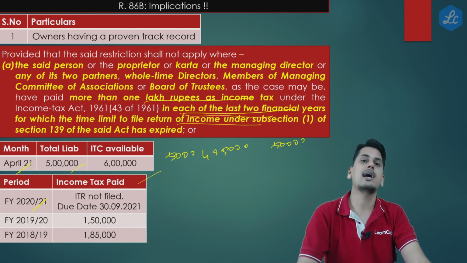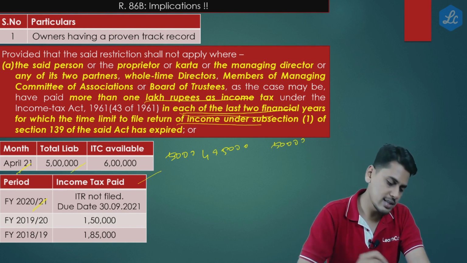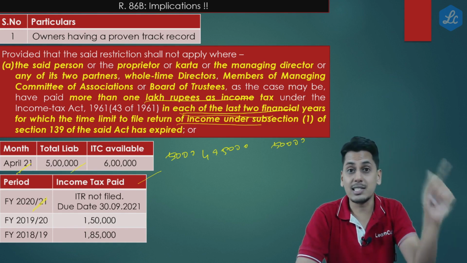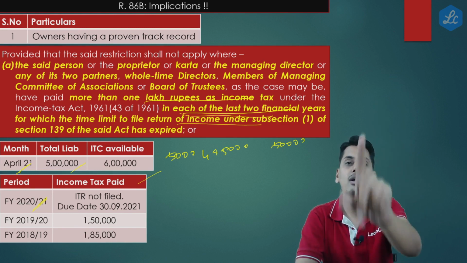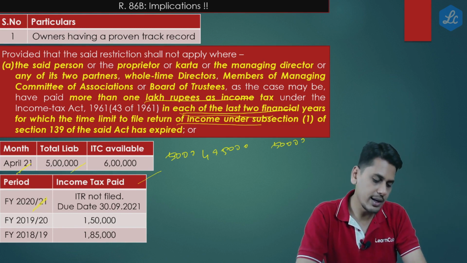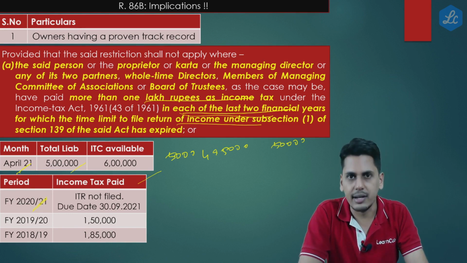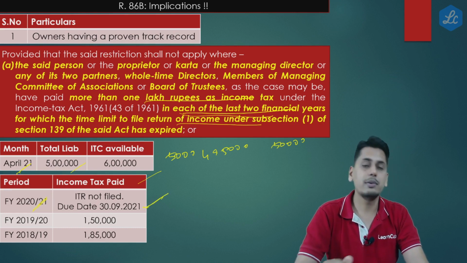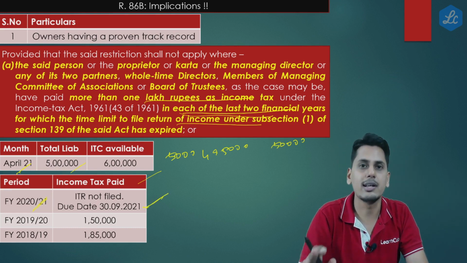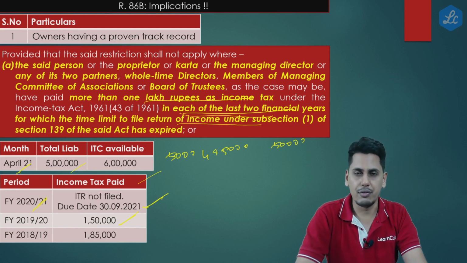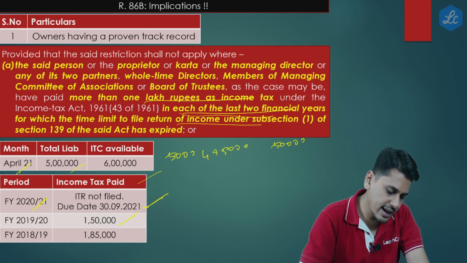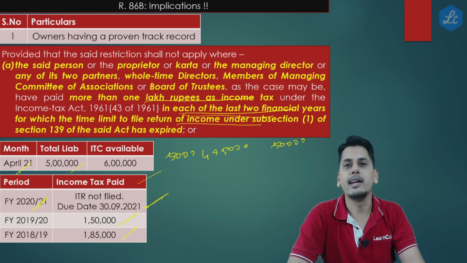So let's check the applicability. The data given is for financial year 2021. We are speaking about the tax period April 21, where the financial year 2021 has already lapsed. Financial year 2021 income tax return is not filed. The due date happens to be 30th of September 2021, assuming. Financial year 1920 income tax paid is 1,50,000. Financial year 18-19 income tax paid is 1,85,000.